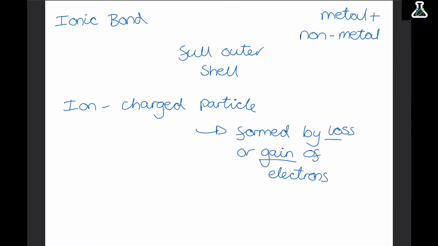Now we have the same number of protons and electrons in an atom, but if we lose some electrons, we have more protons, so we have more positive charges. So if an atom loses them, we form a positive ion, which is a cation. And then if we gain electrons, we're gaining some negative charges, so we have more electrons than protons, so we form a negative ion, which is an anion.